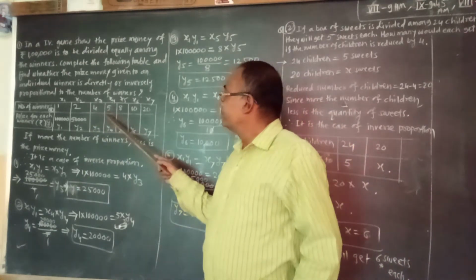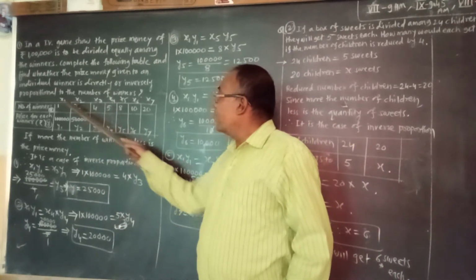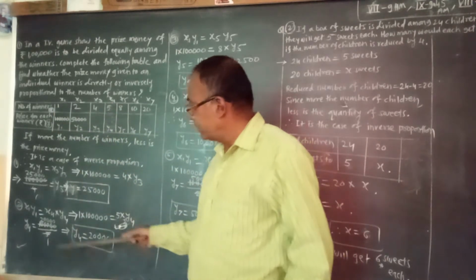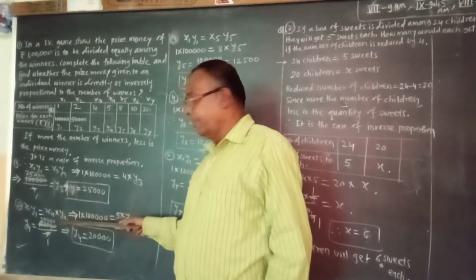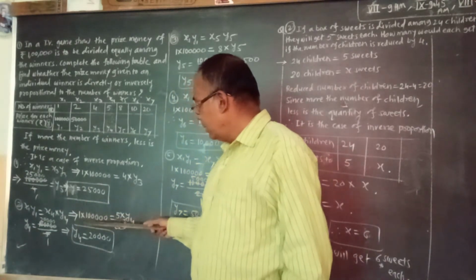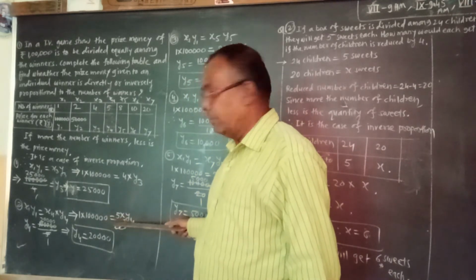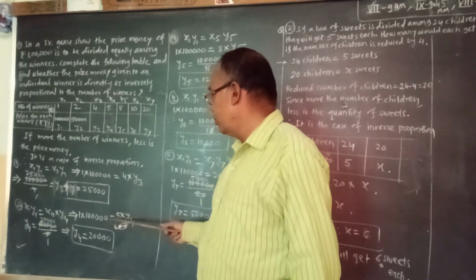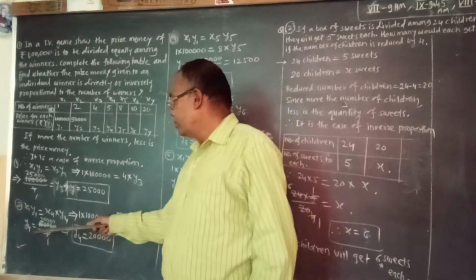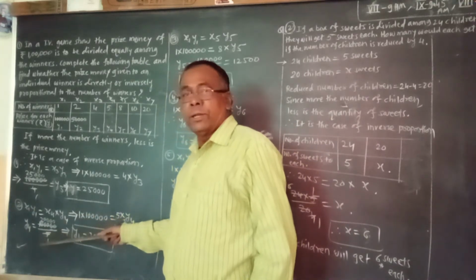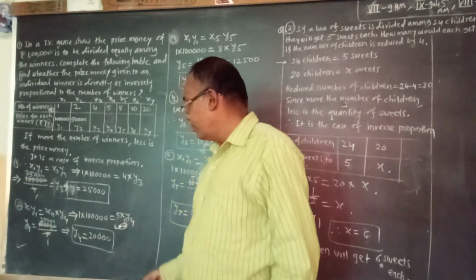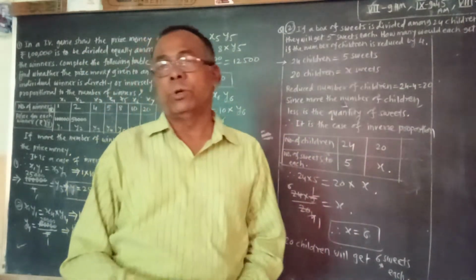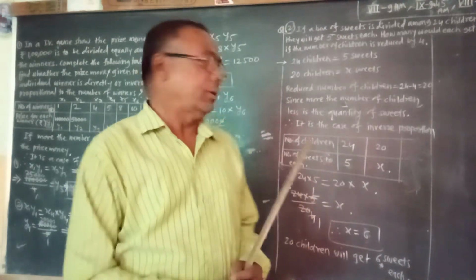Now in the second case, x1 y1 is equal to x4 y4, means 1 into 1 lakh is equal to 5 into y4. To find the value of y4 we take 5 to the denominator. So y4 is equal to 1 lakh divided by 5. After dividing by 5 we get y4 is equal to 20,000.